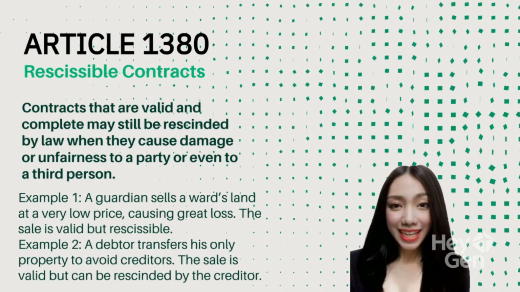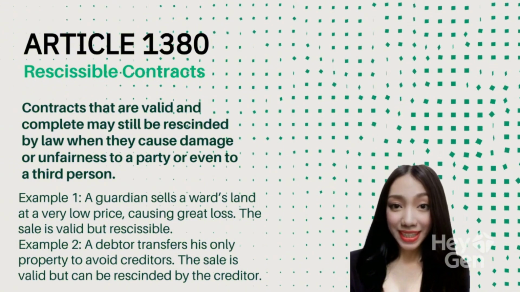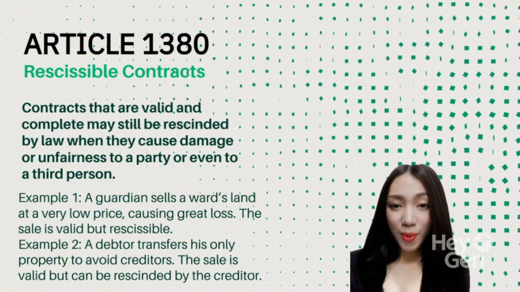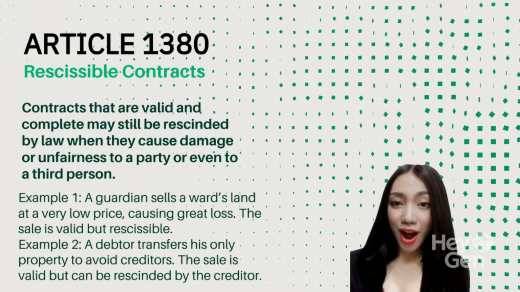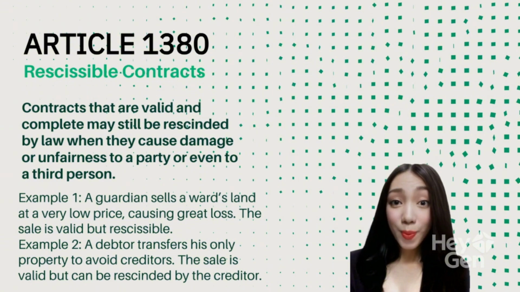Article 1380. Rescissible contracts. Contracts that are valid and complete may still be rescinded by law when they cause damage or unfairness to a party, or even to a third person. Example 1. A guardian sells a ward's land at a very low price, causing great loss. The sale is valid but rescissible.